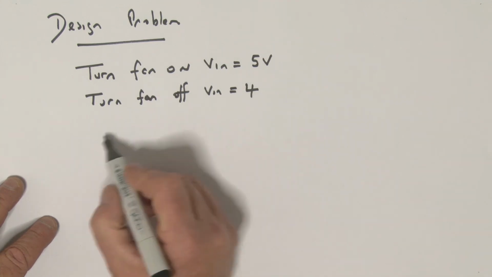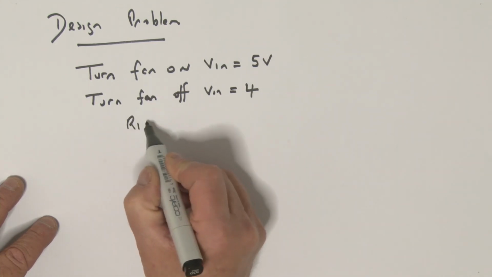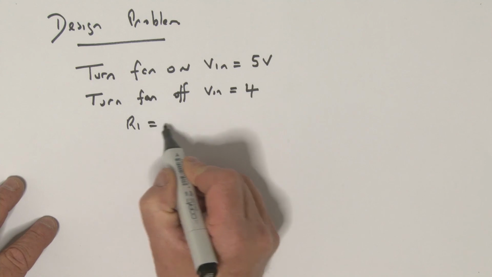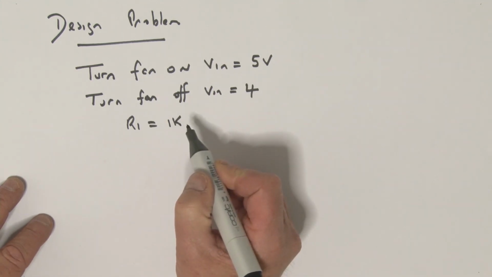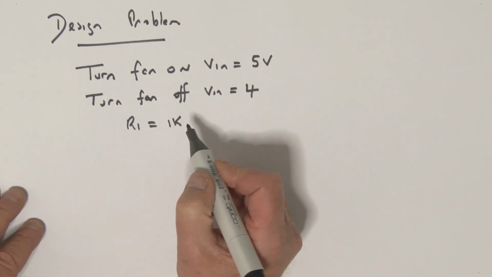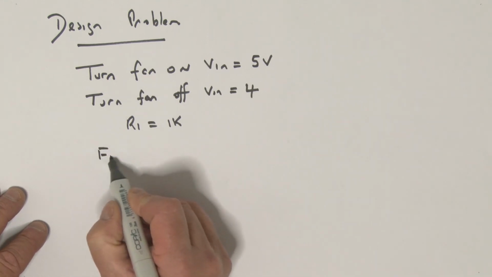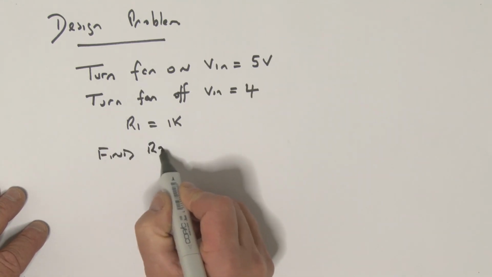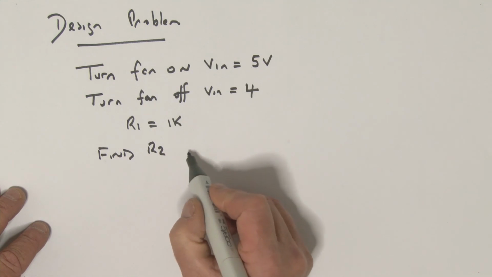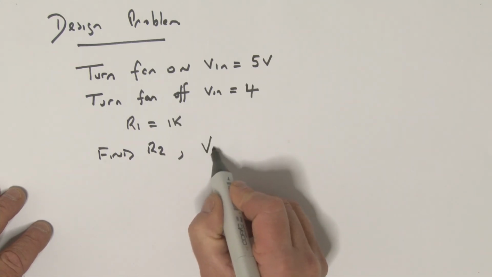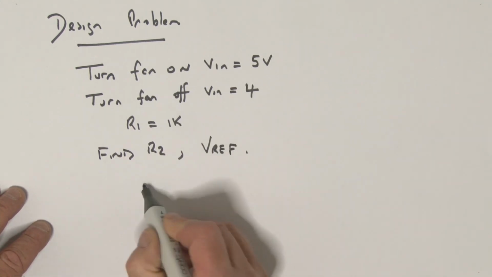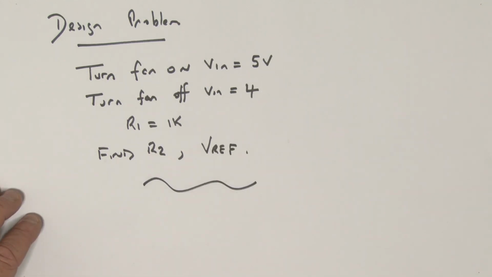Okay, I'm going to state that R1, to help you with this, is equal to 1K. And what I'd like you to do is find the R2 value and also the reference voltage. Okay, so that's what I'd like you to have a think about. So take a break, have a go at this, and we'll work this problem together next time.